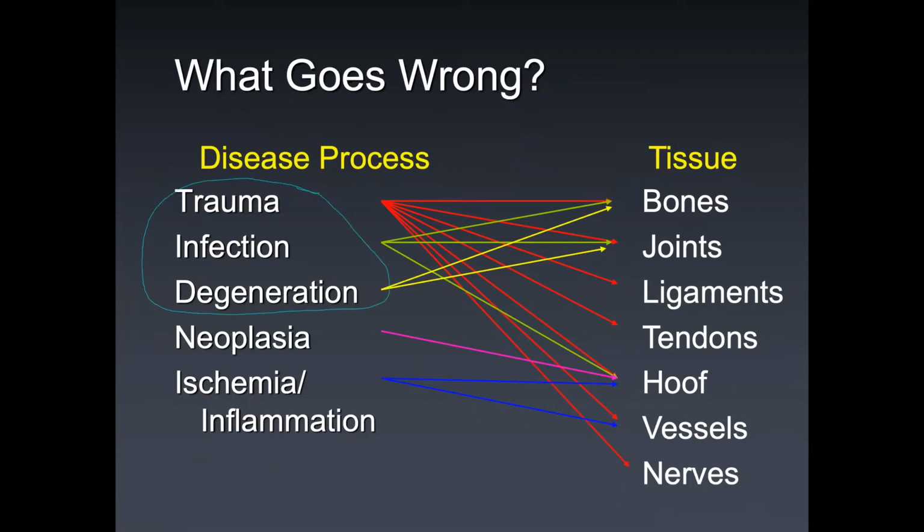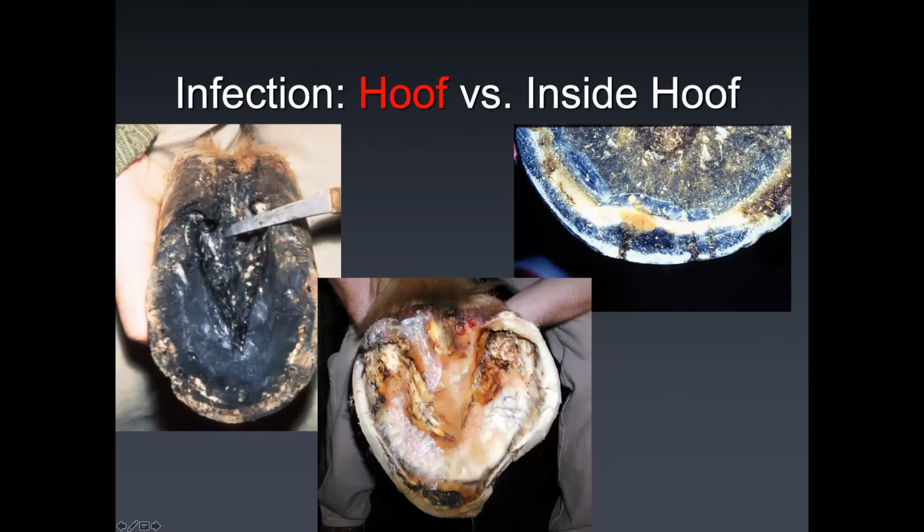Neoplasia or cancer in the horse's foot is pretty uncommon. Those would be the big ones, and they affect many of the structures inside the foot. Trauma can affect essentially anything, and I'll show you some examples later. So let's go to infection.